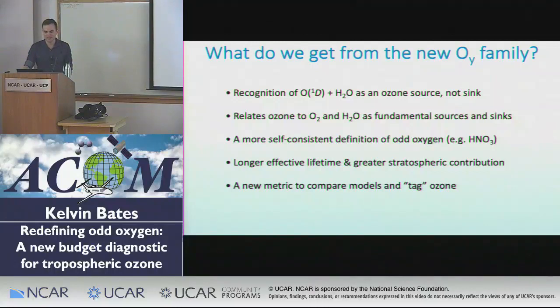Hopefully there are new directions we still can take it, but hopefully I have convinced you that even if it's not completely useful for practical application, it still gives you a better recognition for the role of the reaction between O singlet D and water to produce OH as a source rather than a sink of ozone in the atmosphere. It relates ozone back to its fundamental terminal sources and sinks of O2 and water. We get more self-consistency in the coefficients on our odd oxygen family constituents, so that's nice. And importantly, it reveals some interesting implications for the lifetime and stratospheric influence of tropospheric ozone.